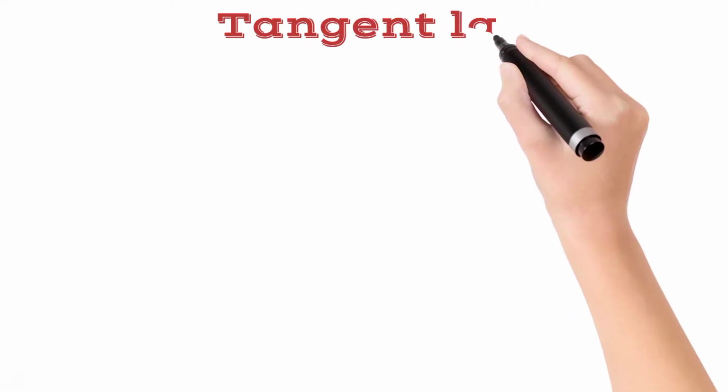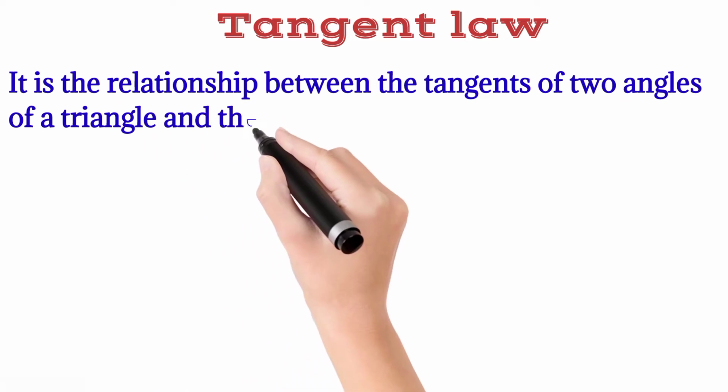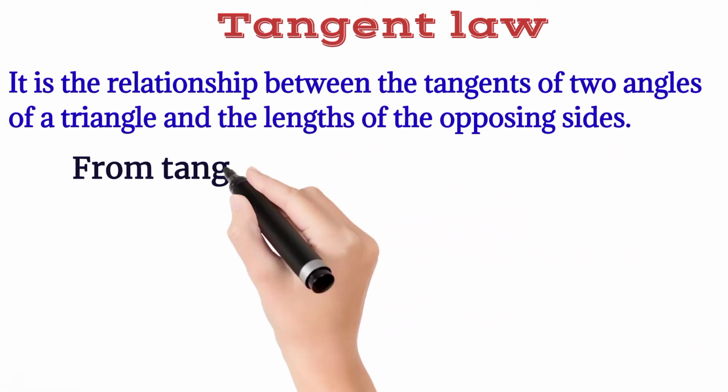Tangent law. It is the relationship between the tangents of two angles of a triangle and the lengths of the opposing sides. From the tangent law, we have these relations.